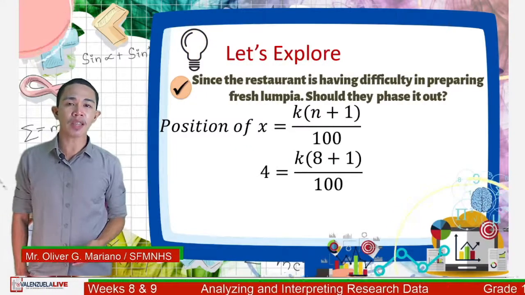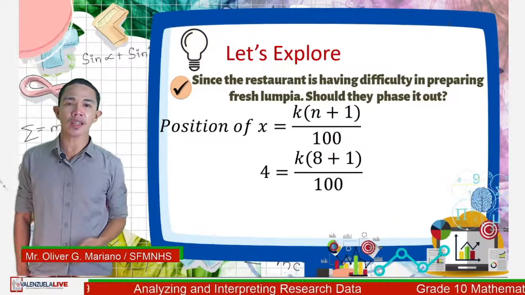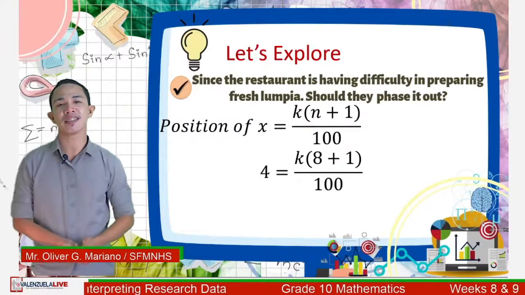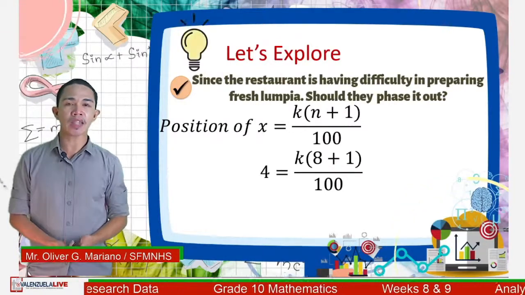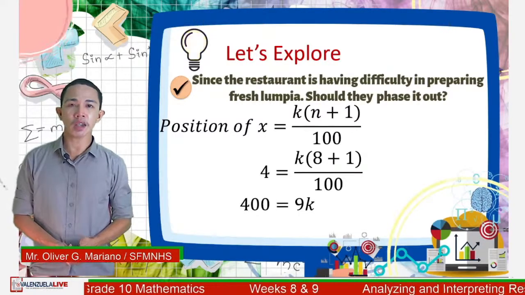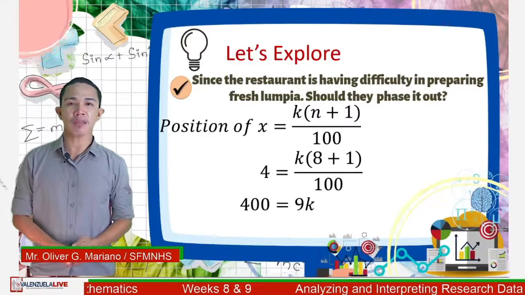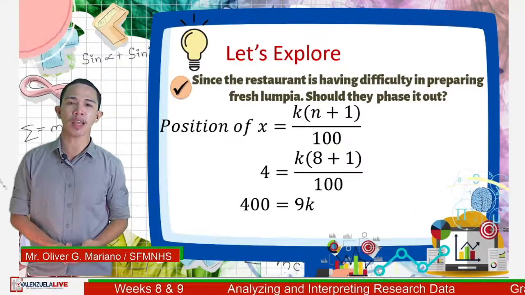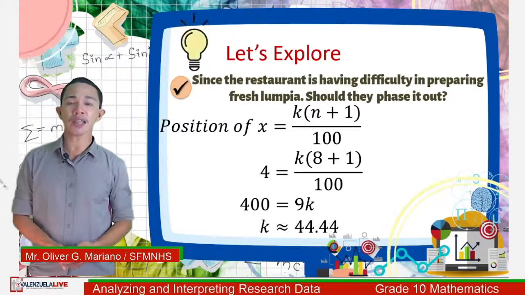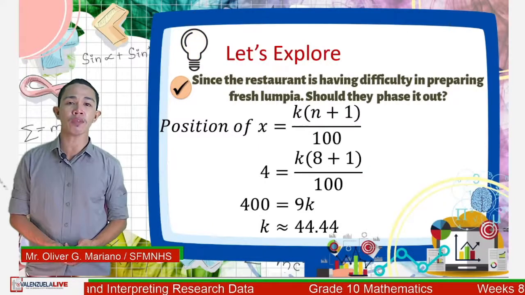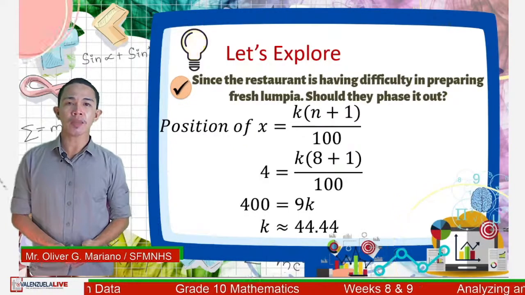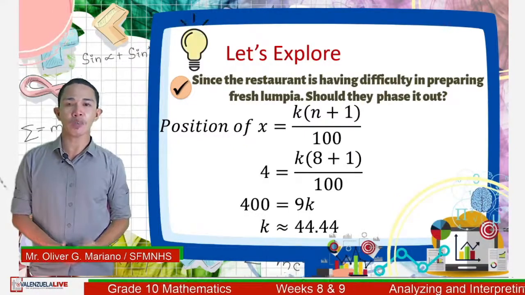Substituting, the position of X is 4, n is 8. So we have 4 is equal to K times quantity 8 plus 1 over 100. Multiplying both sides by 100, that gives us 400 is equal to 9 times K, because 8 plus 1 is equal to 9. And dividing both sides of this equation by 9, that gives us approximately 44.44. This now refers to the percentile rank of fresh lumpia.